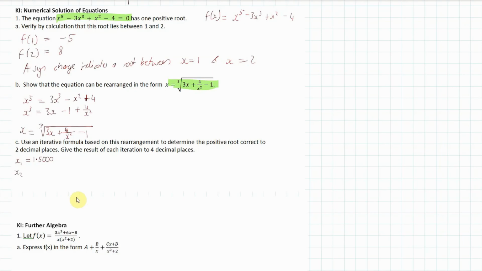Now don't be a Larry like some of you guys in the exam. Read the question. Determine the positive root correct to 2 decimal places, iterations to 4. So the final answer should be 2dp, not 4dp.